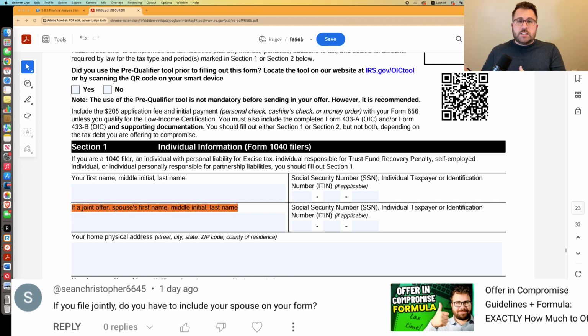And just one spouse can submit an offer in compromise just to settle the debt with respect to themselves, right? And in that case, they would not put the other spouse or the ex-spouse here. They would only put themselves there. Hope that makes sense.